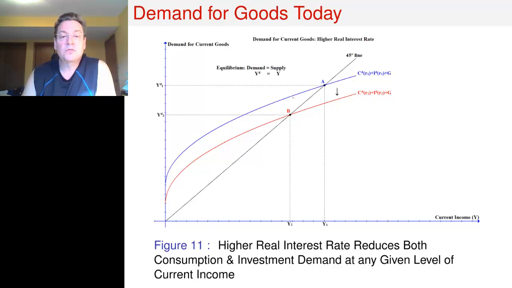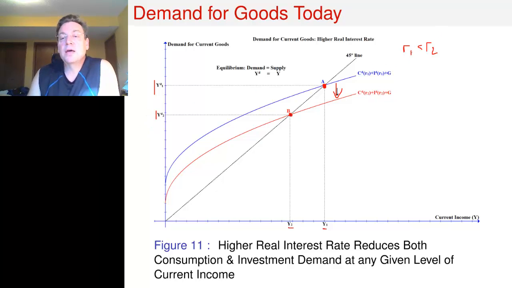So we get to this graph where here we have R1 is less than R2, so the real interest rate has gone up. Initially, at interest rate R1, the equilibrium is point A, where given this level of income, Y1, the demand for goods is YD1. The real interest rate goes up, that shifts this whole curve down, and the equilibrium moves to point B, which is where income level Y2 generates demand YD2.